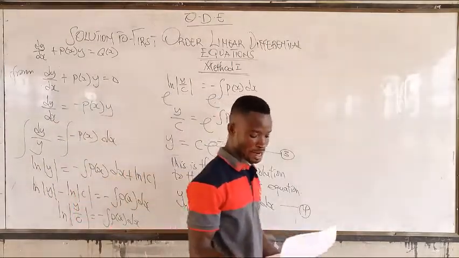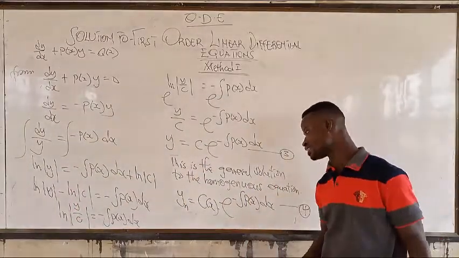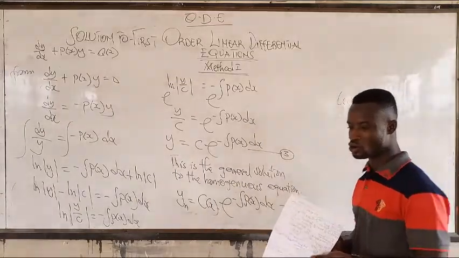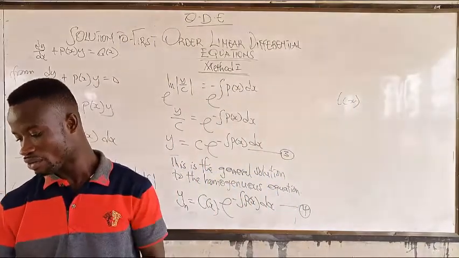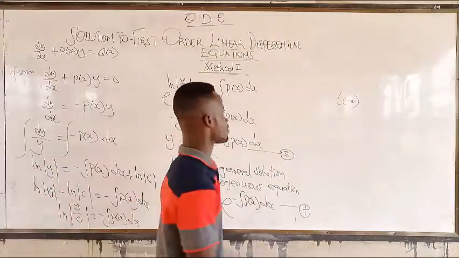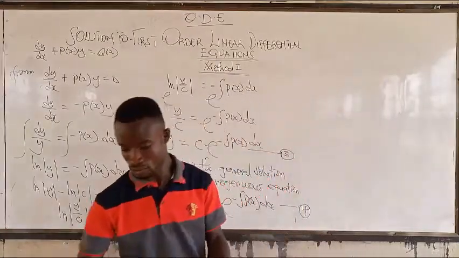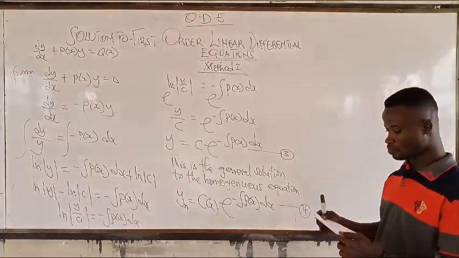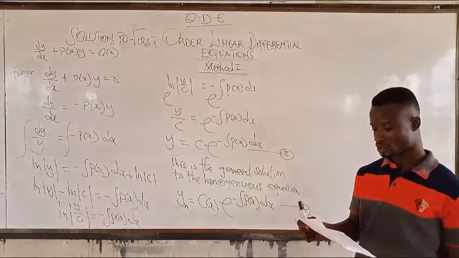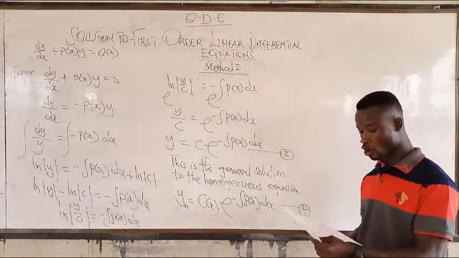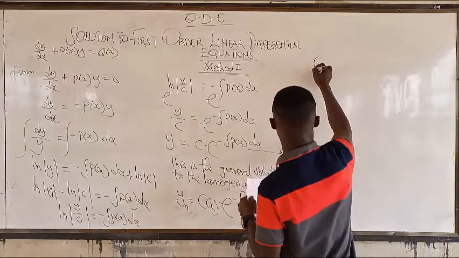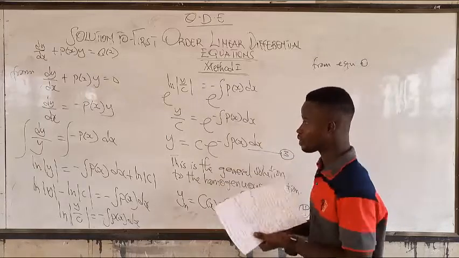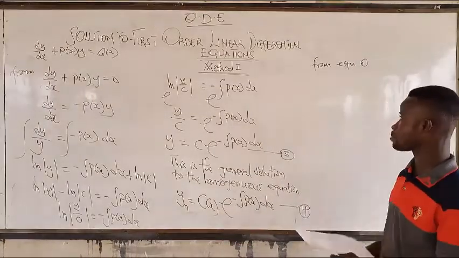Now, our only problem now is to go and find this C of x. So that is what we are going to find. And how are we going to go about it? Let's move on. So we are going to start from equation 1. Let's look at it from equation 1. Okay, I would like to clean the board and come back again.